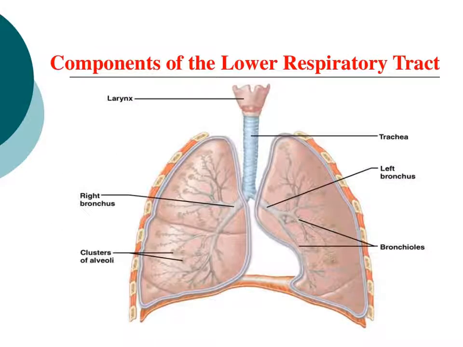Components of the lower respiratory tract, see the diagram: larynx, right bronchus, cluster of alveoli, trachea, left bronchus, bronchioles. So this is the diagram which shows the components or organs involved in the lower respiratory tract.